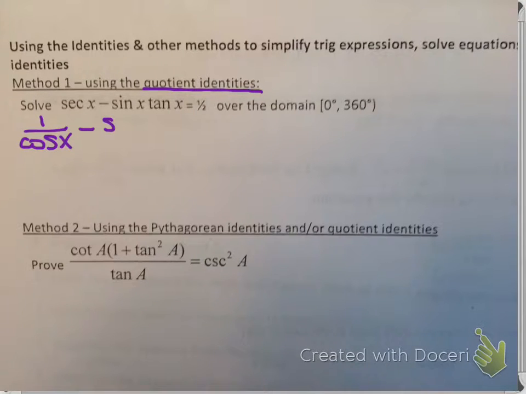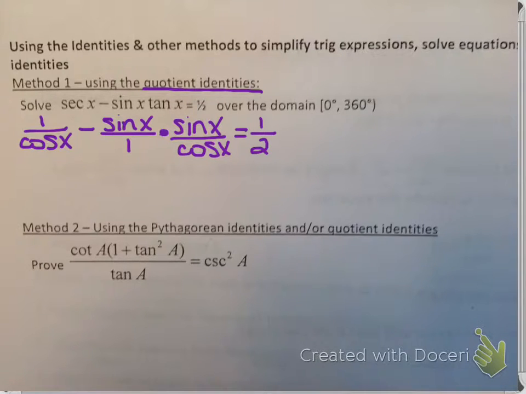Sine doesn't have a replacement, it just stays sine of x. And I'm going to write it over 1 because it's going to be multiplied to tangent, and tangent's going to get rewritten as a fraction. It's going to get rewritten as sine of x over cosine of x. Now, I've temporarily made the equation look messier, but now I actually have some operations I could do.